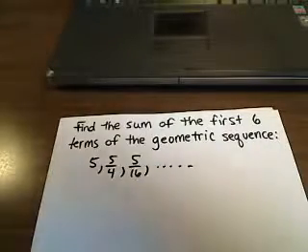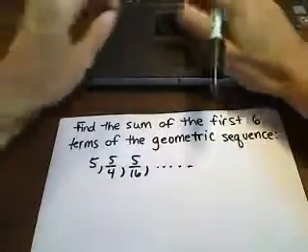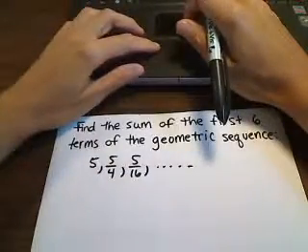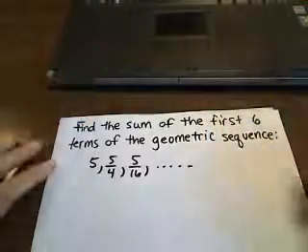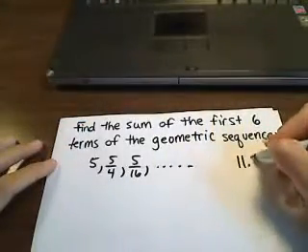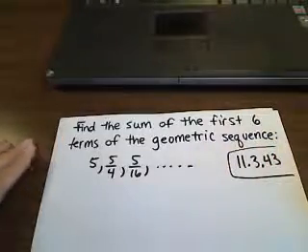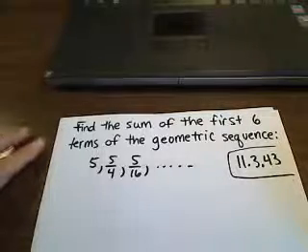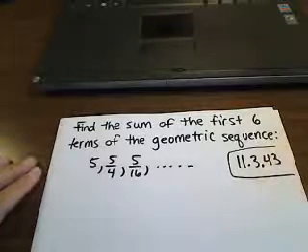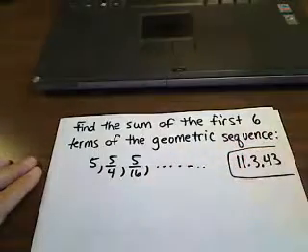All right, so here's a question that was asked over email, and this is in chapter 11, section 11.3, number 43. The question is, find the sum of the first 6 terms of the geometric sequence 5, 5/4, 5/16, and then the dot, dot, dot indicates that the sequence continues towards infinity.